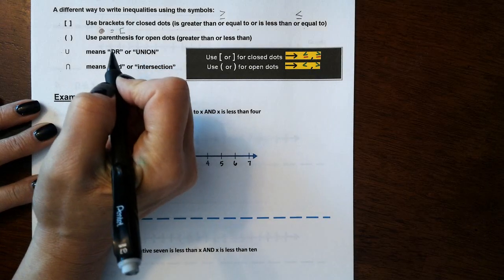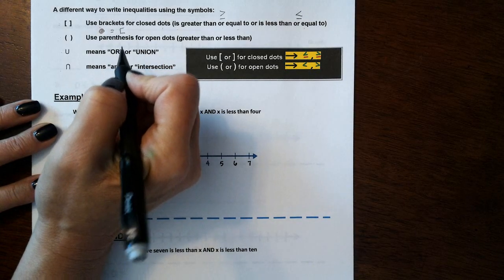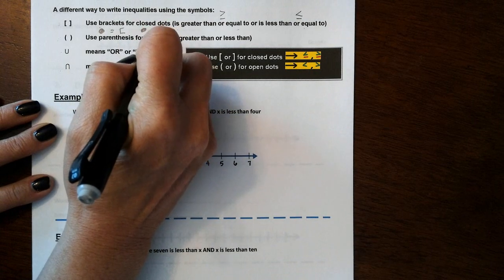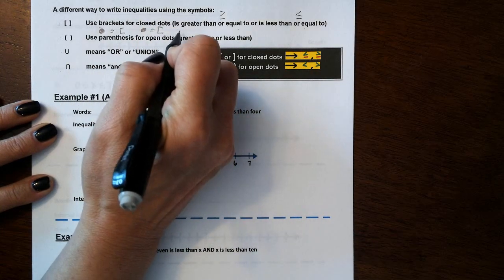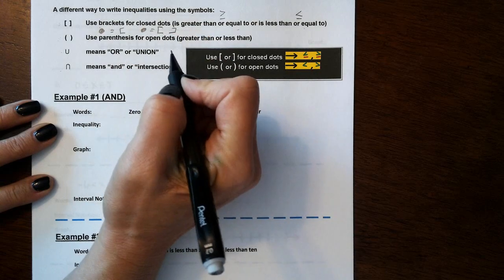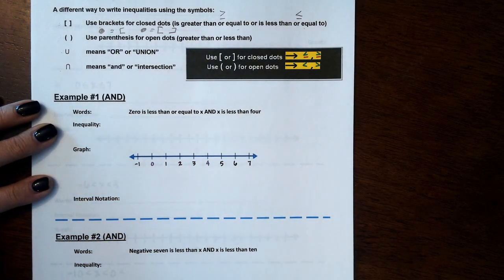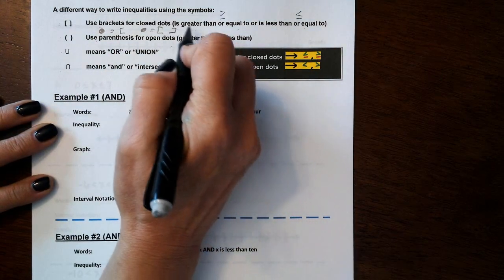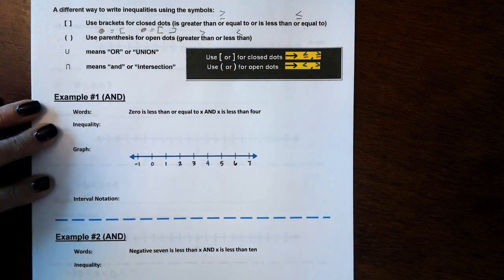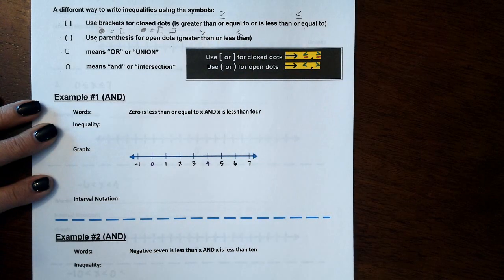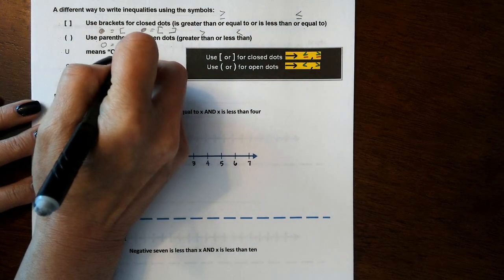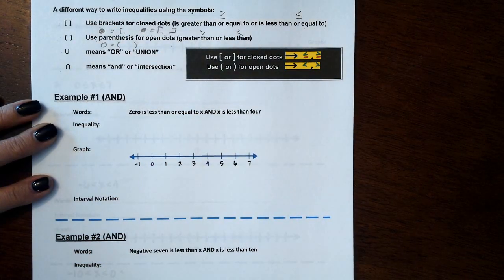And I kind of get kids to try and remember it this way. This means or equal to, and I go or equal to. Or it could be this way, or equal to, either way, because we use them together. We use them as a set. Okay? The parentheses we use for open dots. In other words, these are just greater than or less than. Okay, that's an open dot on a number line. So an open circle is just parentheses, and that's it. Okay?